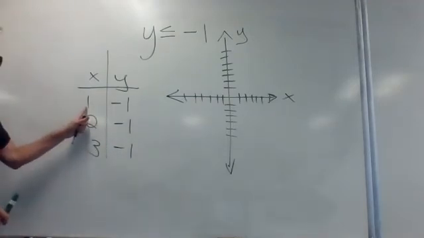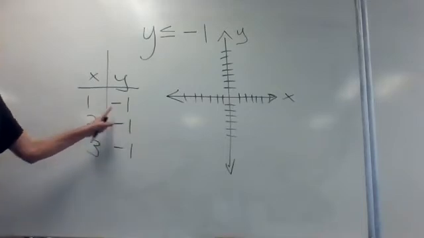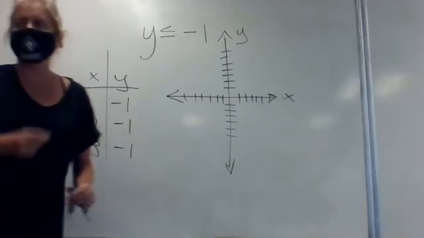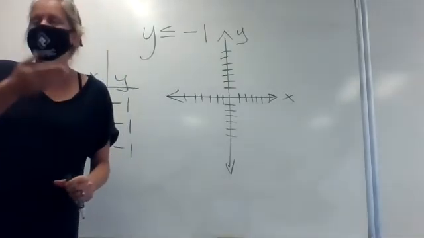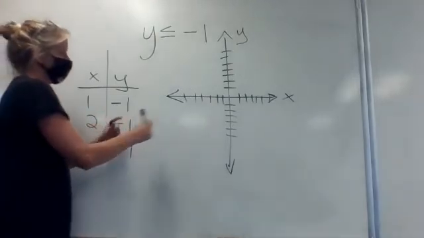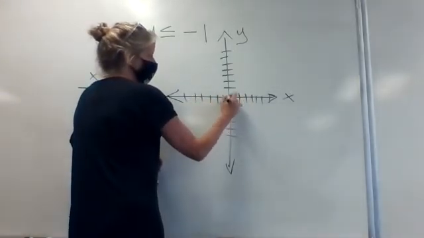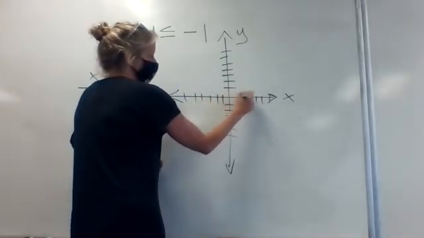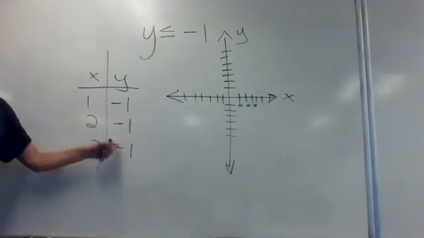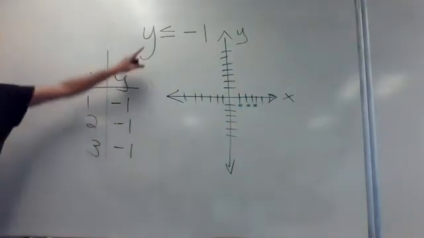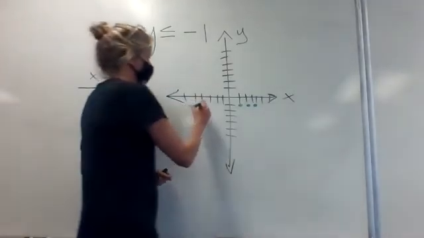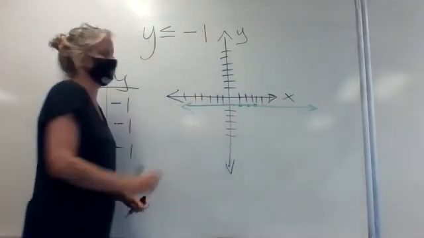So let's see. To the right 1 and down 1. To the right 2 and down 1. To the right 3 and down 1. So every single point, the y is telling me to go down 1. So when I do that, right 1 down 1, right 2 down 1, right 3 down 1. So all my y's are -1s. Gonna be solid this time. So that one just makes a horizontal line.